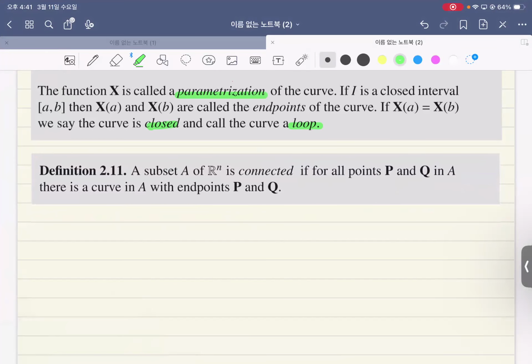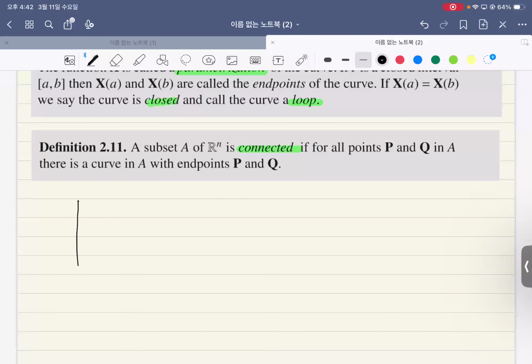We say a subset is connected. What do I mean by a set being connected? If for every pair of points P and Q in A, there is a curve in A with endpoints P and Q.